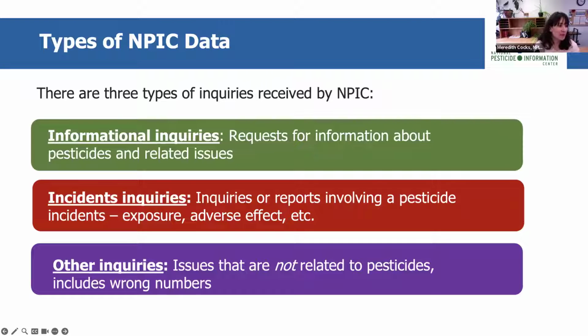And the third and final type of inquiry category that we use here at NPIC, we call other inquiries. Those are essentially wrong numbers or something not related to pesticides. Sometimes those truly are a wrong number. But other times a caller did in fact seek us out, hoping that we could provide risk information about sort of adjacent topics, maybe about pollution or environmental contamination, but not pesticides specifically. We don't have particular expertise in those areas, but we do still try to use our training to point them in the right direction.